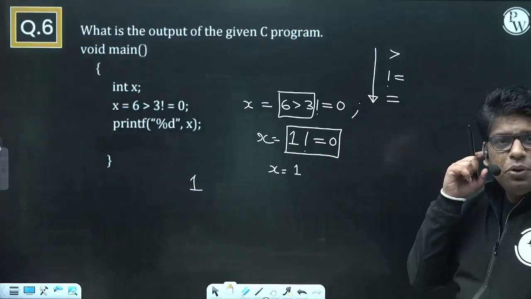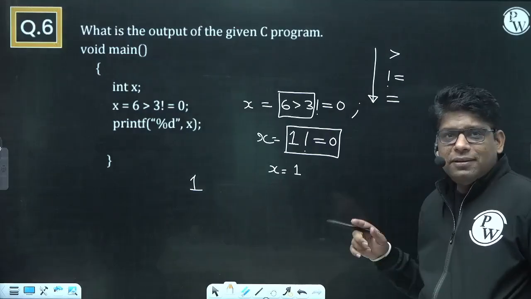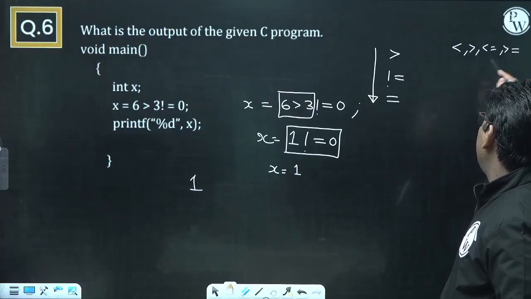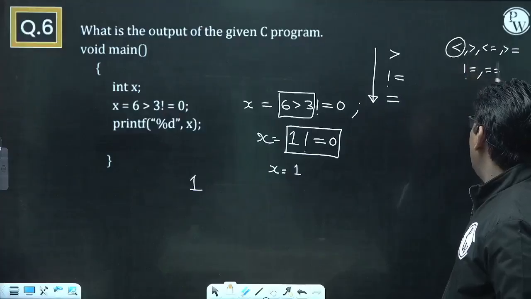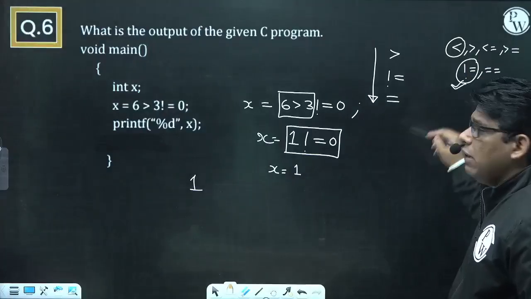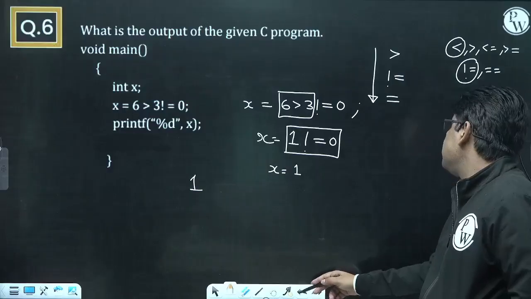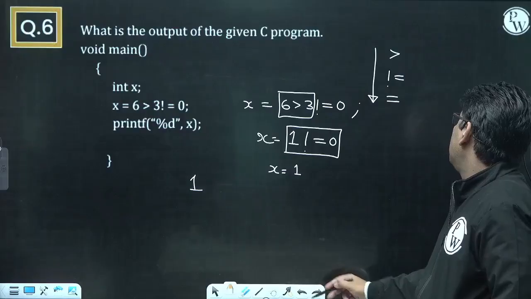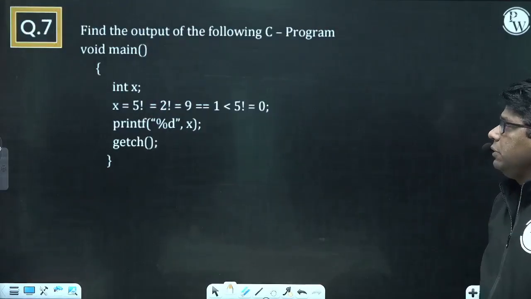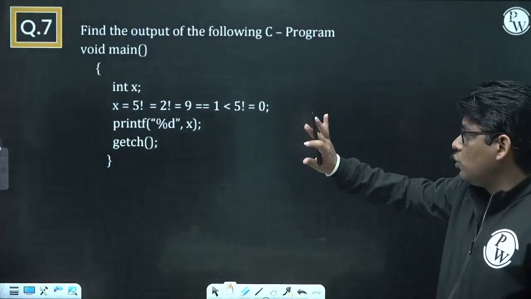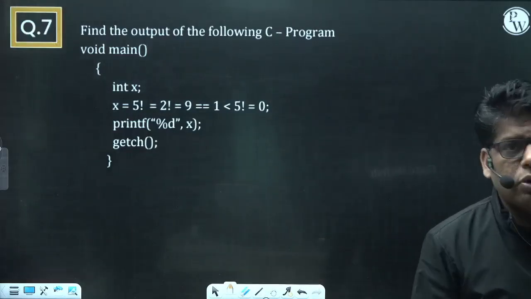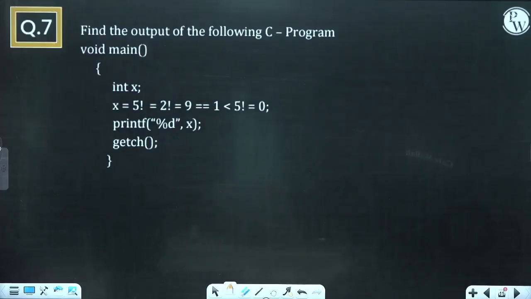Anirudh, I hope I already discussed that among relational operators, the priority of these 4 operators is more as compared to these operators. So the priority of this is more as compared to this. So how could this be evaluated first? Please don't repeat this mistake. Tell me the answer. There is no space. No error is there. Take it from me. So tell me the output.